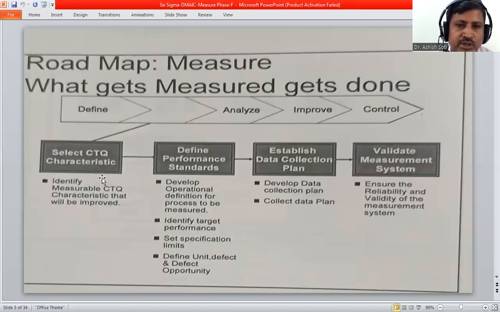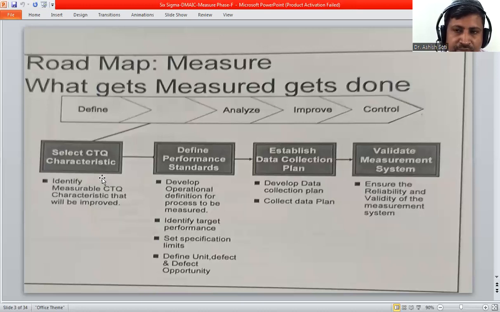Establish data collection plan. Develop a data collection plan: how much sample is to be collected, from which shift you are going to pick up the data, how you are measuring things, what you are taking measurement of, at what frequency you are taking measurement, and who is taking measurement. That is all basically the planning.